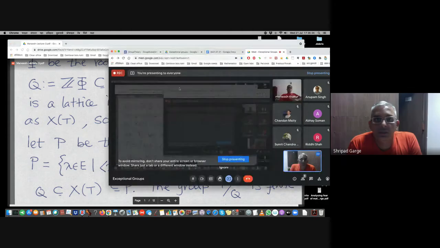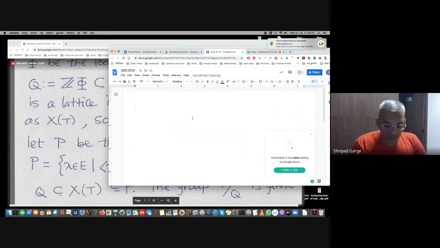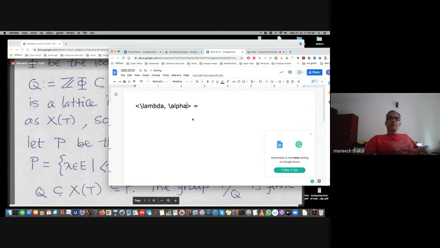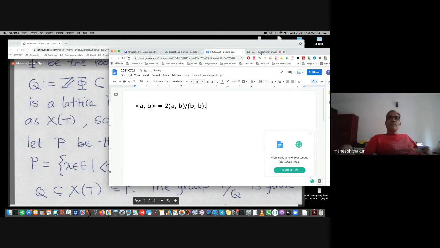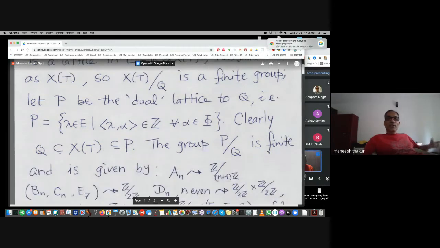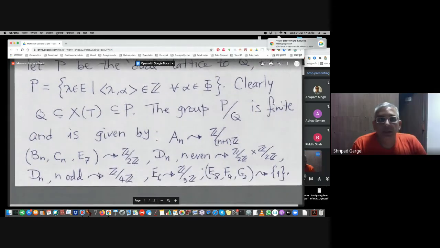Okay. So we have that this angular inner product <a, b> is equal to 2 times (a, b) upon (b, b). Correct. Then you can see the root lattice is a sublattice of that and so on. Correct. So the root lattice Q will sit inside capital P.